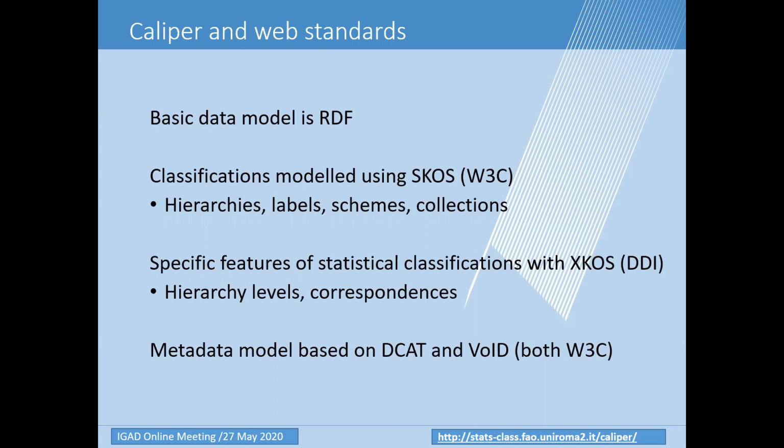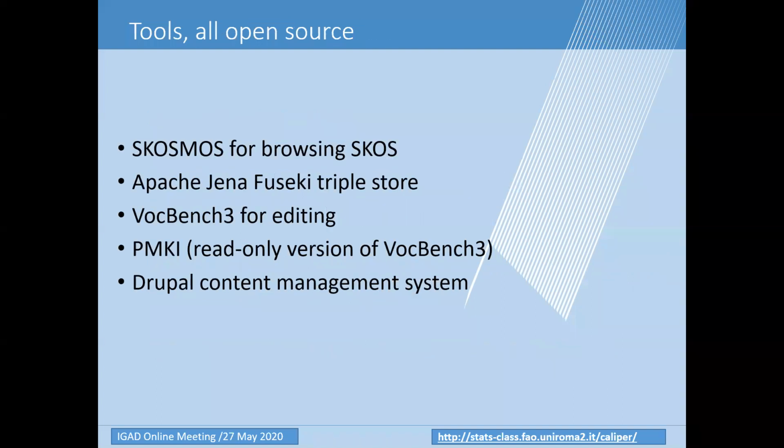And the metadata model is also based on standards. It uses DCAT and VoID, both W3C recommendations. When it comes to tools, all tools are open source. I mentioned the names, you can look them up. Also, they are linked from the website. Cosmos for browsing, a triple store of the Apache family called Fuseki. Workbench is the tool that we use for editing. PMKI is like a read-only tool for people to explore. And also Drupal, the content management system, is open source.